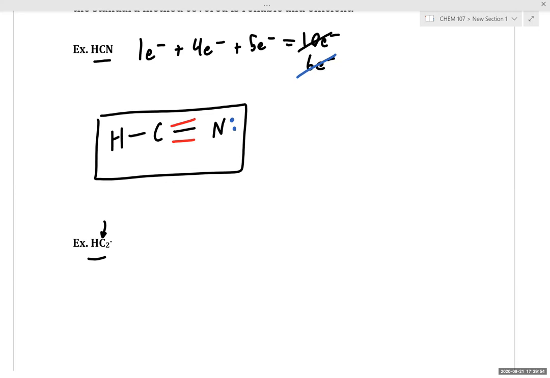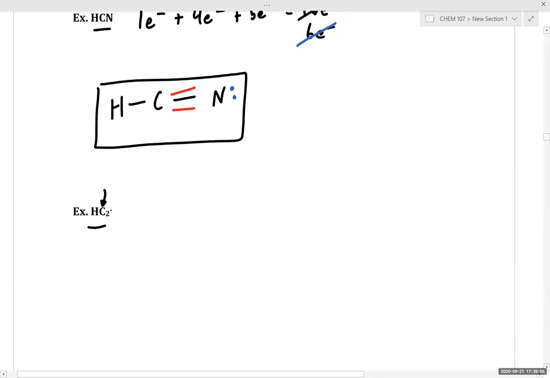Perfect. So let's work on this acetylide anion example, and we'll discuss in about 3 to 4 minutes.